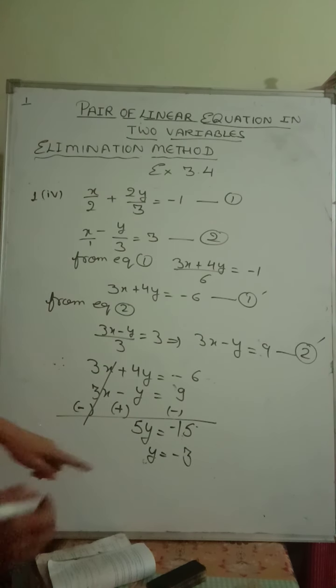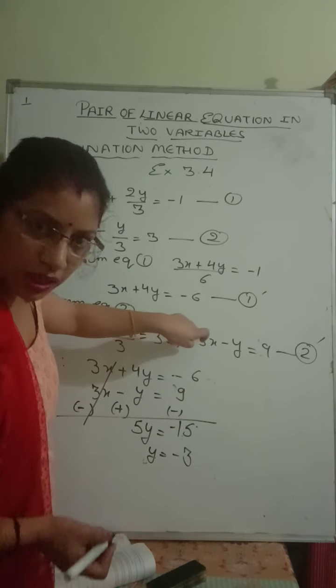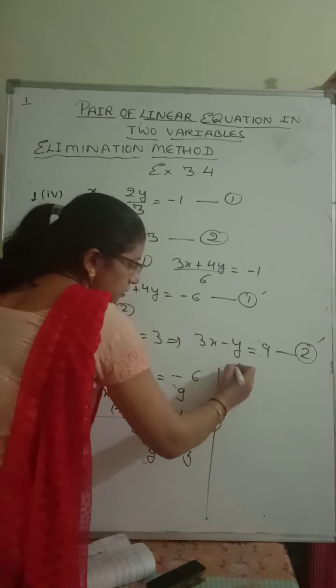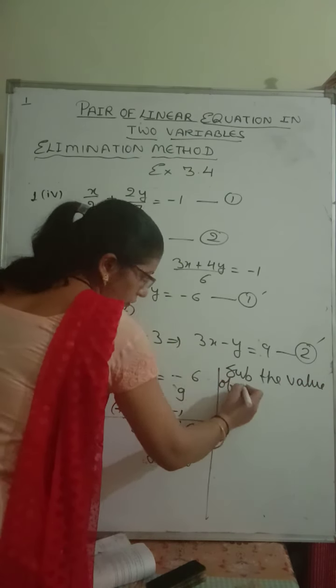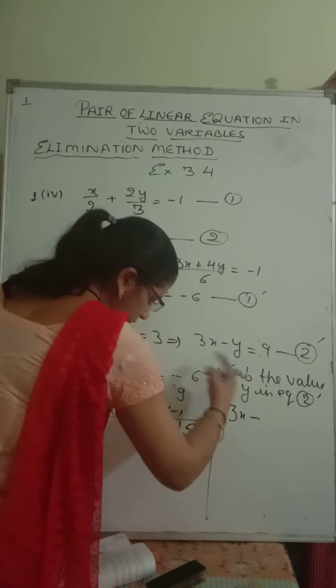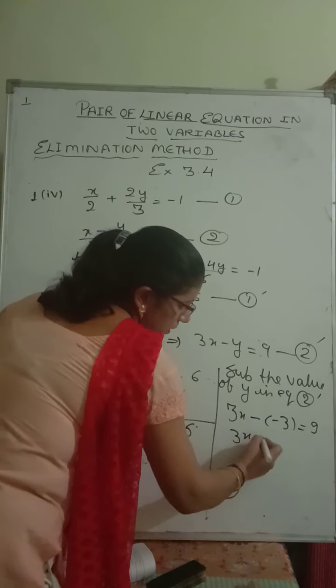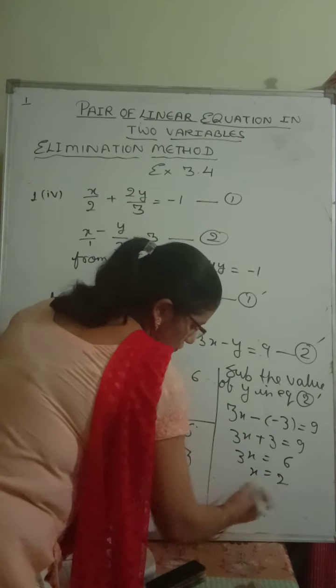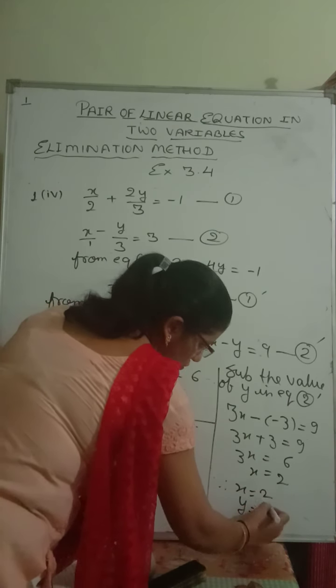Okay. So now substituting the value of y, in any of the equation you can put. Let us put in equation number 2 dash. So we will write here substituting the value of y in equation 2 dash. So what is 2 dash? 3x minus y, y is minus 3, equals to 9. So 3x plus 3 equals to 9. 3x equals to 9 minus 3, 6. x equals to 2. So therefore we will get the value x is equals to 2 and y is equals to minus 3. This is the value by elimination method.